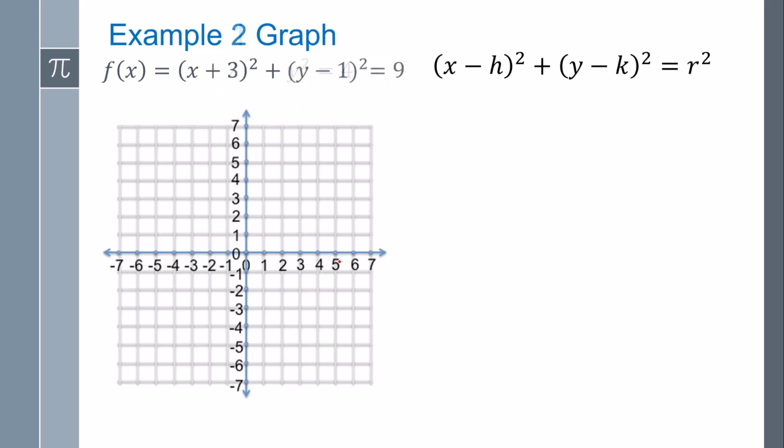Let's look at another one. x plus 3 squared plus y minus 1 squared equals 9. So my h, do the opposite. My k, do the opposite. So my center is going to be negative 3, positive 1. And then my radius, since r squared equals 9, you're going to square root both sides, and you're going to get r equals 3. So let's plot the center. Negative 3, 1.